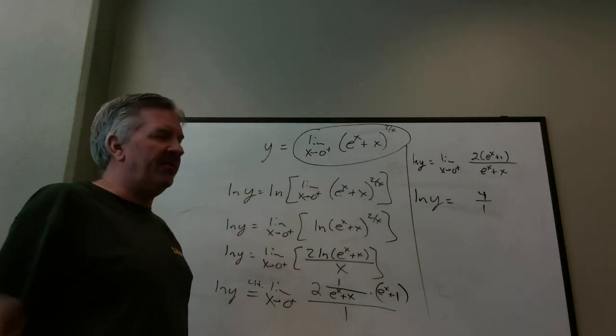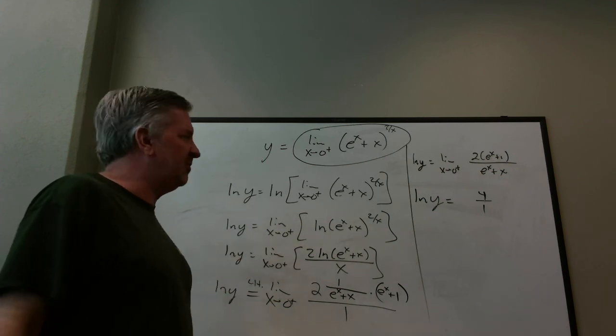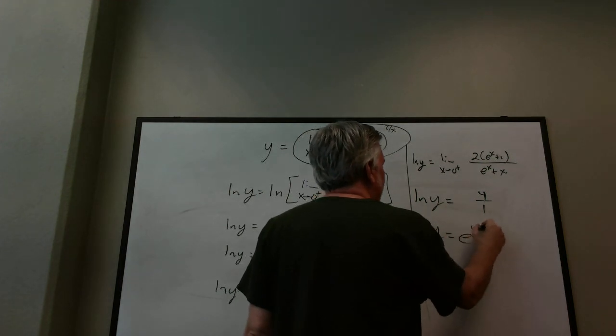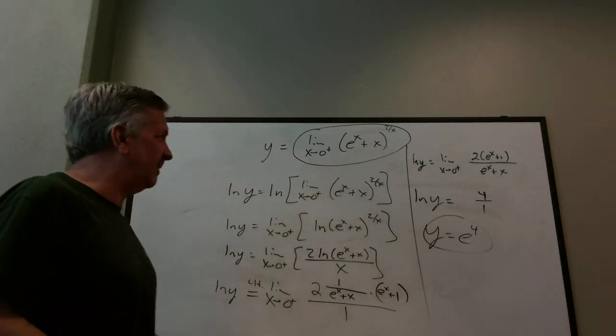So we just need to solve for y. Well, it's a log equation. How do you undo natural logs? You take e to the power of both sides, and y is e to the 4th. So that's your answer. That limit turns out to be e to the 4th.